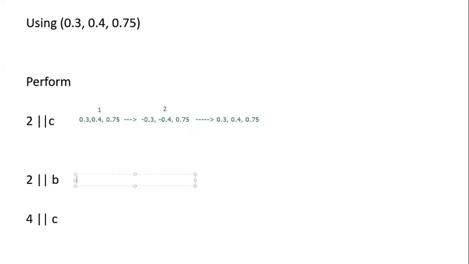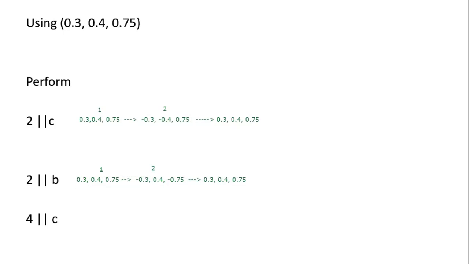Now if we look at a twofold parallel to B, so we have 0.3, 0.4, 0.75. Since it's parallel to B, that means the Y value does not change. So we get negative 0.3, 0.4, negative 0.75. Now if we were to do this twofold again on that set of coordinates, we would get 0.3, 0.4, 0.75. So again, for a twofold, there's only two unique symmetry positions.